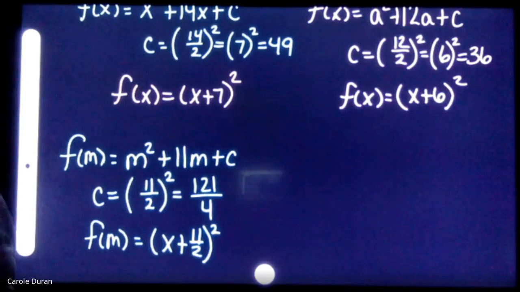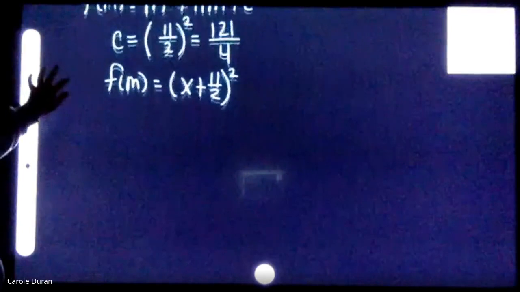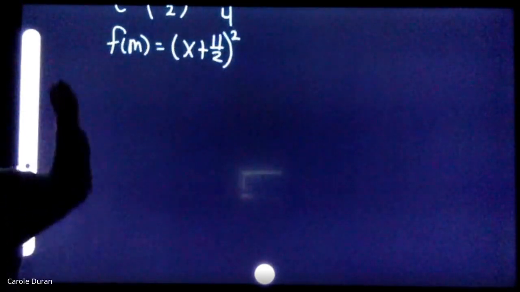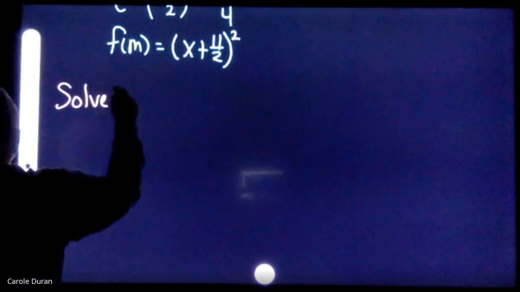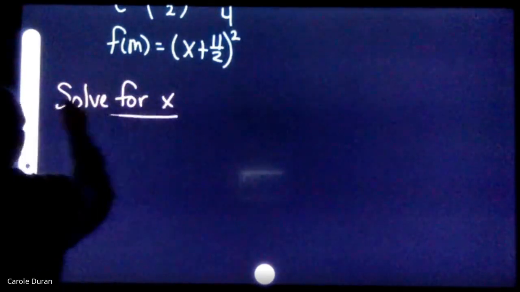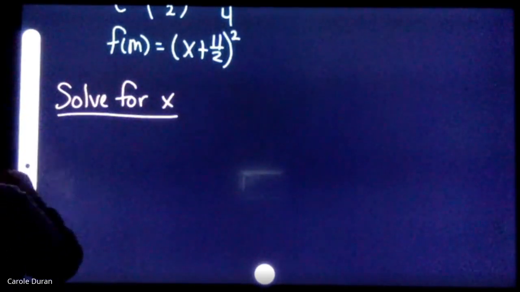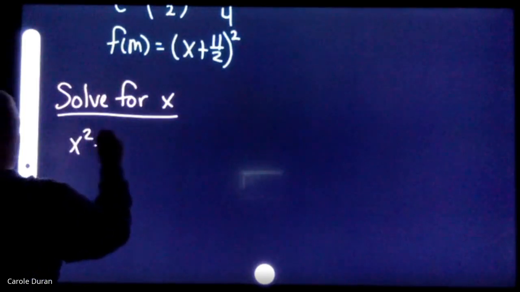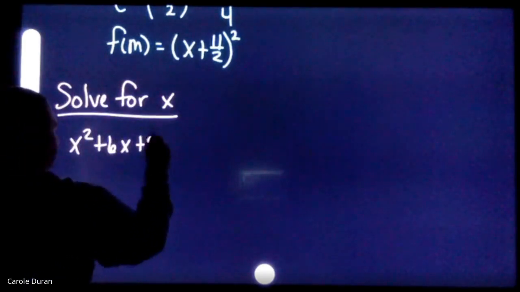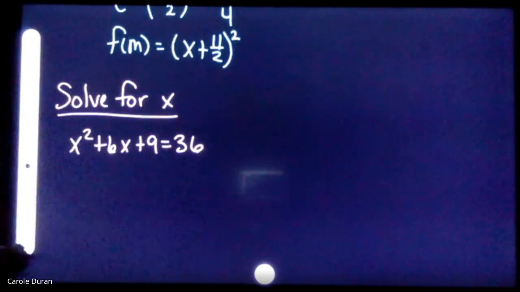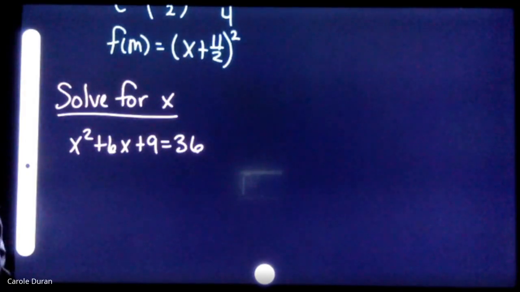The next thing I'd like to practice before we get into actually completing the square is solving for x from a factored perfect square trinomial. So on these next problems, we're going to solve for x. So I want to use factoring in order to solve. So I have x squared plus 6x plus 9, which I know is a perfect square trinomial.